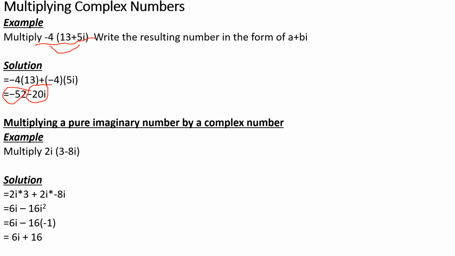Multiply 2i times the expression 3 minus 8i. Well, 2i times 3 is 6i. But then I've got 2i times negative 8i. Well, 2 times negative 8 is minus 16, and i times i is i squared. And this is where we have to be careful. i squared is the same as -1. So it's actually 6i minus 16 times -1, which is plus 16.